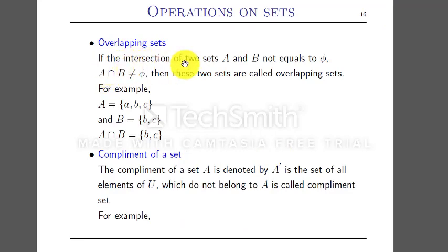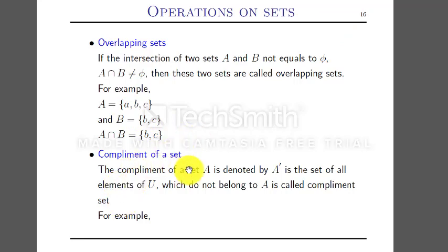Overlapping sets. If the intersection of two sets A and B does not equal phi, then these two sets are called overlapping sets. For example, here A and B are two sets, A is {a, b, c} and B is {b, c}. A intersection B is {b, c}. So A and B are overlapping sets because there is some common region containing elements b and c.